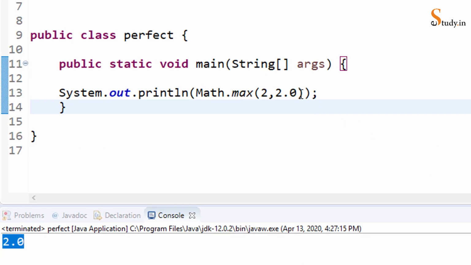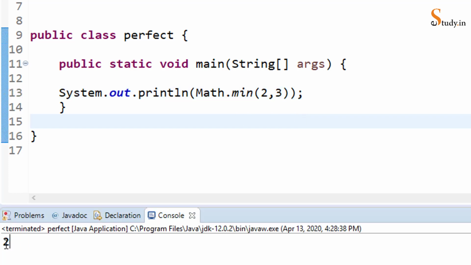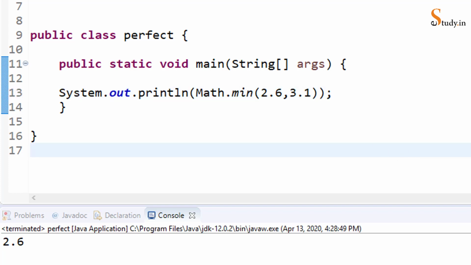So here now, if instead of max function we use min and we say 2, 3, it will return the smaller value, which is 2. When we put both double types, 2.6 and 3.1, we have decimal values, so it will return 2.6.